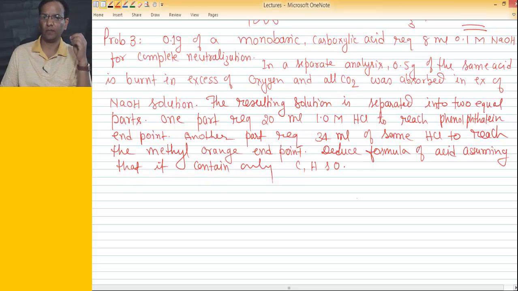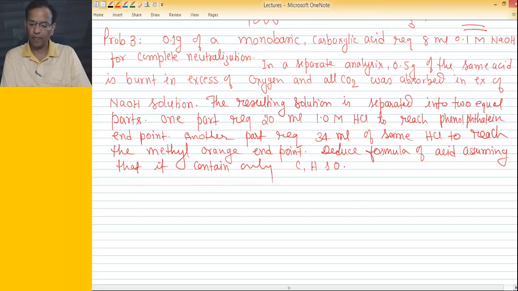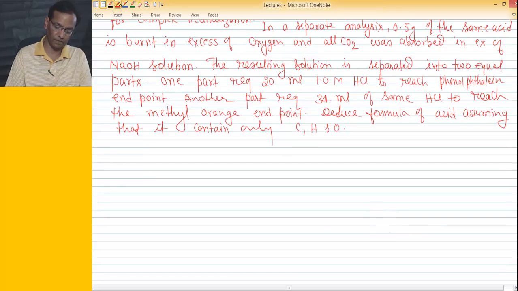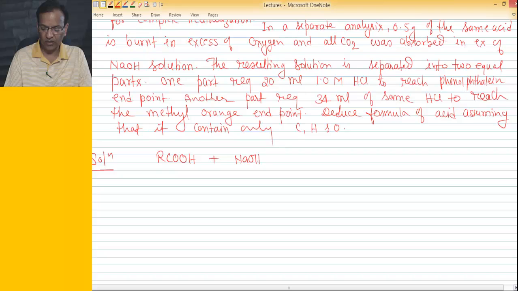It's a bigger problem. From the first information, 0.1 gram of acid required 8 ml of 0.1 molar NaOH, so we can determine the molar mass of acid. Let us start from there. Acid is monobasic, so 1 mole of acid would require 1 mole of NaOH.